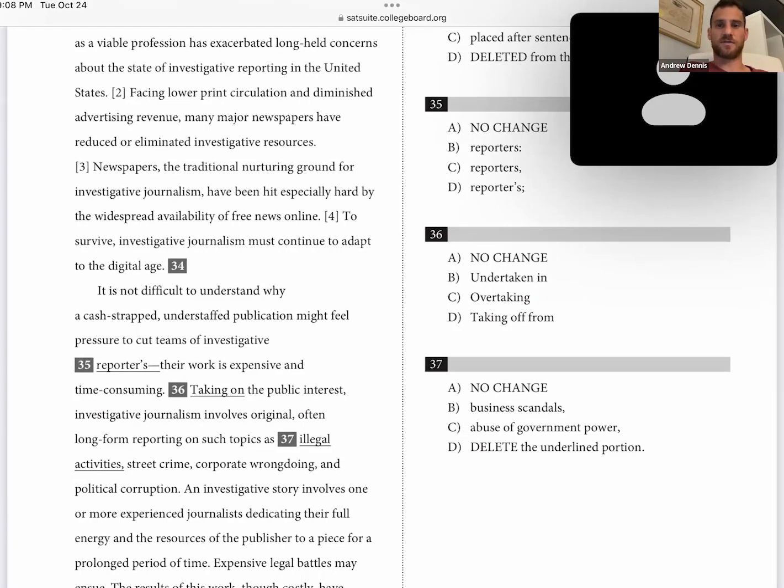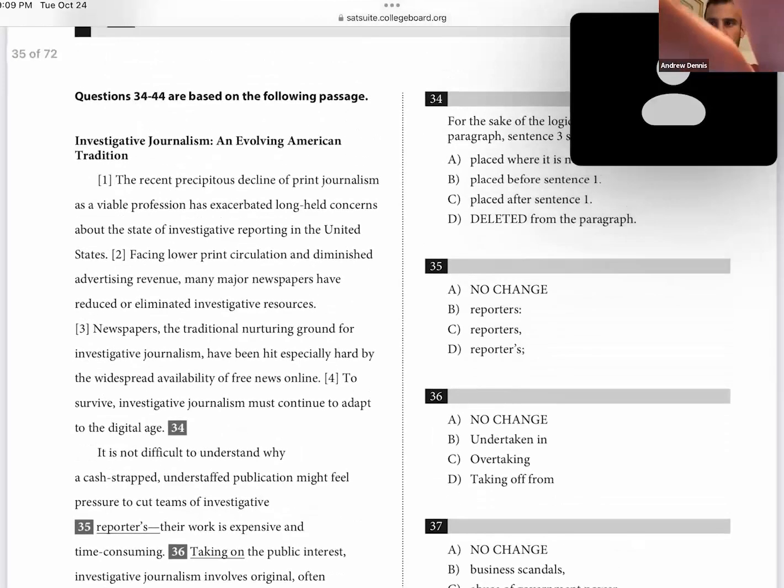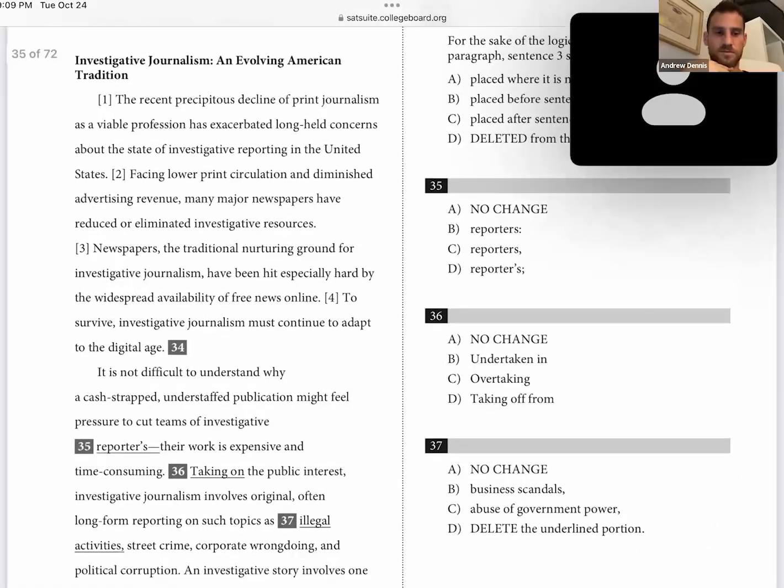What do we think the answer is here to 35? It's going to be B or C, right? I'm leaning towards C more. Reporters, comma, their work is expensive and time-consuming, or reporters, colon, their work is expensive and time-consuming. Is it colon because it's breaking up the sentences? Yeah, it's actually going to be a colon.